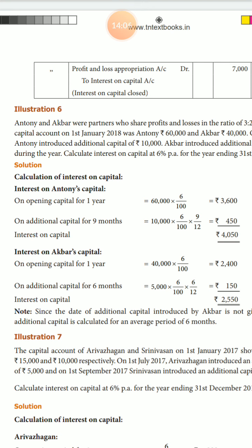Listen students, opening capital and closing capital. Opening in January means closing in December only, but opening in April means closing in which month? March only, the end of the month. But in this sum, January is opening, so automatically the closing month is December.